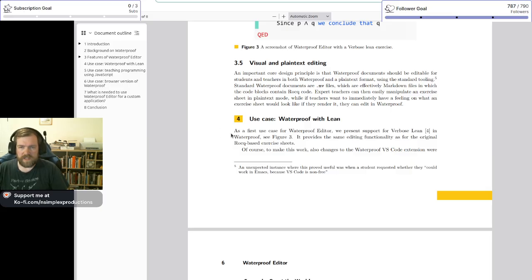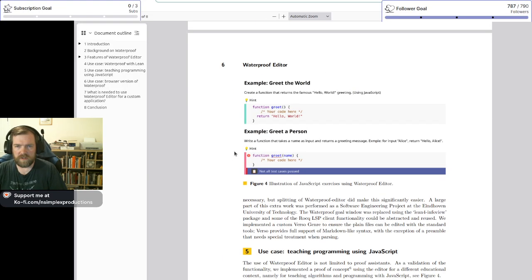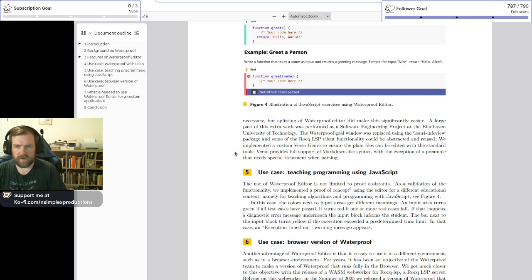As a first use case for Waterproof Editor, we present support for Verbose Lean in Waterproof. It provides the same editing functionality as the original Rocq-based exercise sheets. Of course, to make this work, changes to the Waterproof VS Code extension were also necessary, but splitting off Waterproof Editor made this significantly easier.